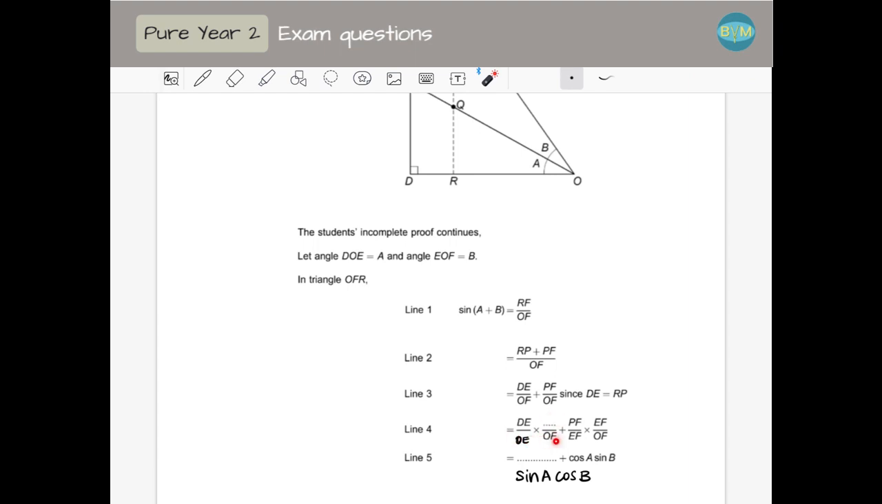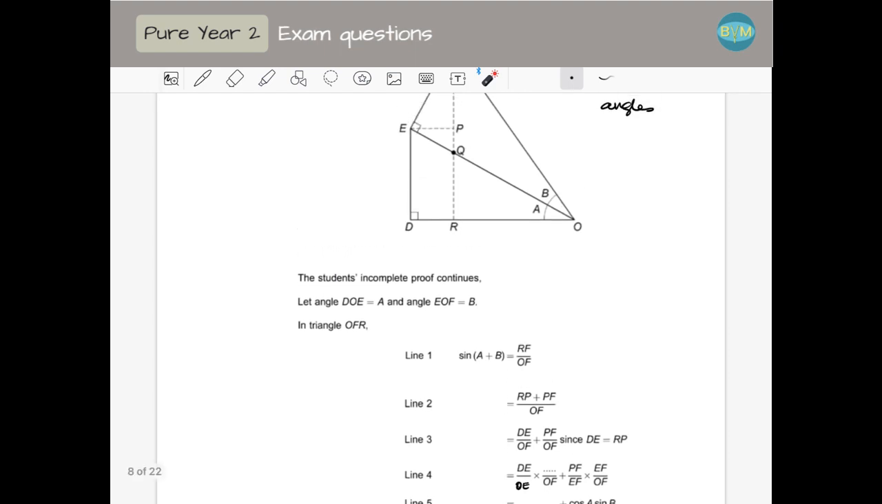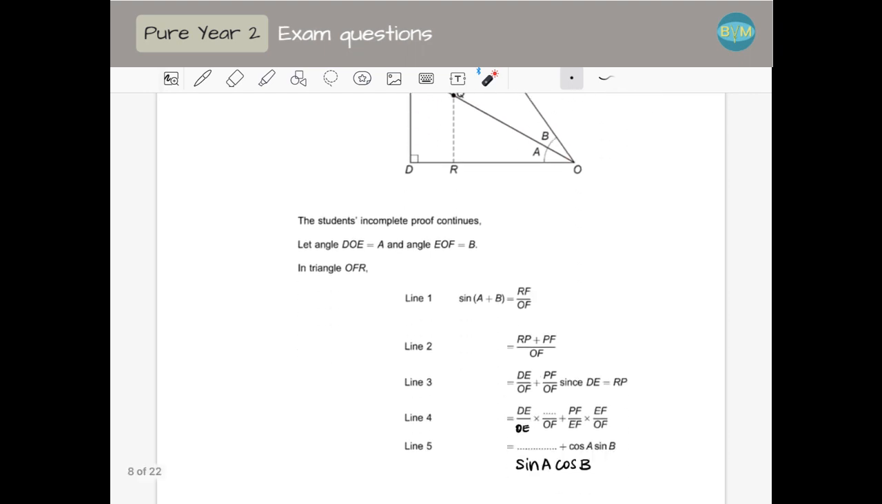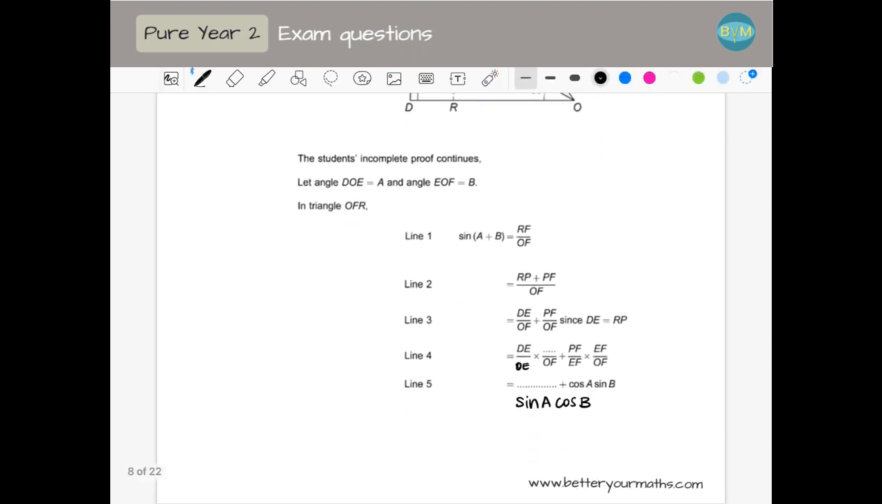And let's see if that works with this bit here. OE divided by OF should be cos B. So cos B is adjacent divided by hypotenuse, looking at this triangle here, the B one. So what we have to complete is this bit here. So we have OE and sine A cos B.